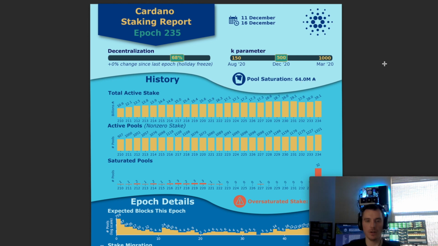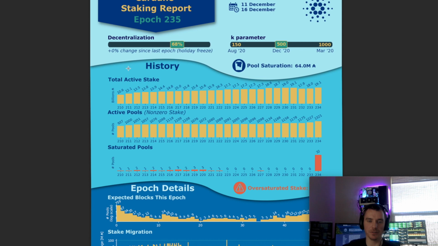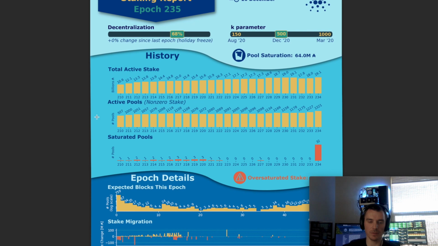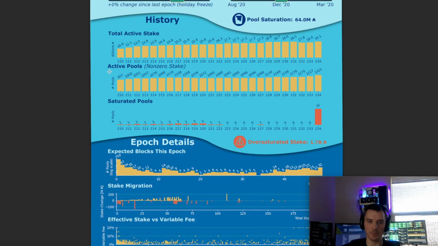Okay, moving down to the history section, the total active stake shows how the amount of total staked ADA across all pools has changed throughout the epochs. The y-axis here is in billions of ADA. Moving down to active pools, this is the number of registered stake pools that have non-zero stake across each epoch.